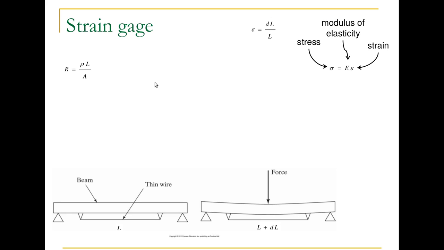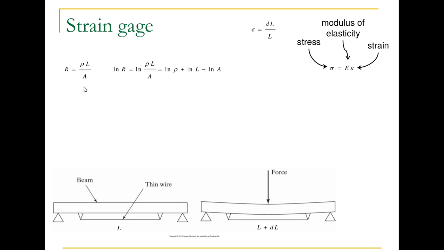A strain gauge can also be used to measure stress. So if you have a structure and want to ensure that it's not overstressed, you can use this relationship and get stress from your strain measurement. So the stress is the product of the modulus of elasticity and the strain.